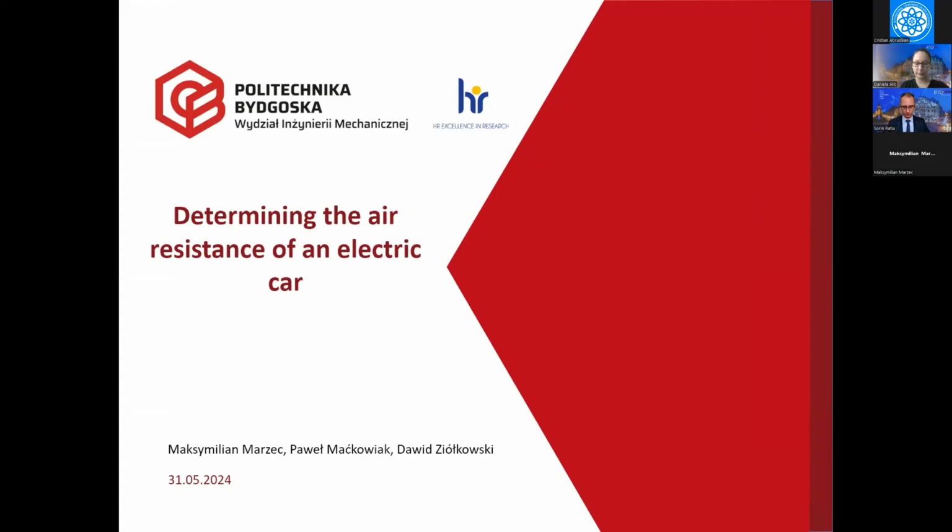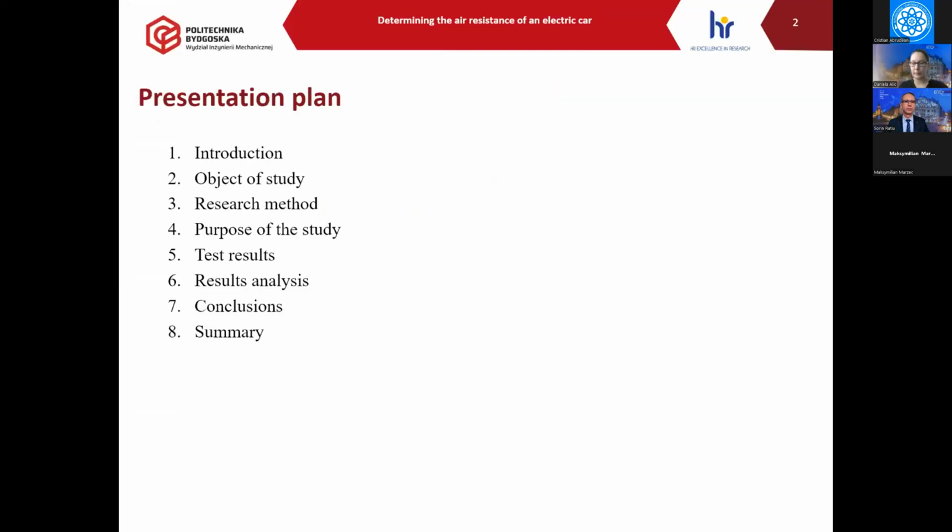Good morning, everyone. I would like to introduce my topic, which is determining the air resistance of an electric car. Let me start by briefly outlining the presentation plan. I will start by discussing why we have undertaken this topic, and next I will introduce you to our research object, followed by a discussion of the research method. The next step of the presentation will be to discuss the purpose of the study and the results of the research conducted, and focus on the analysis of the results. I will conclude the presentation with a brief summary.